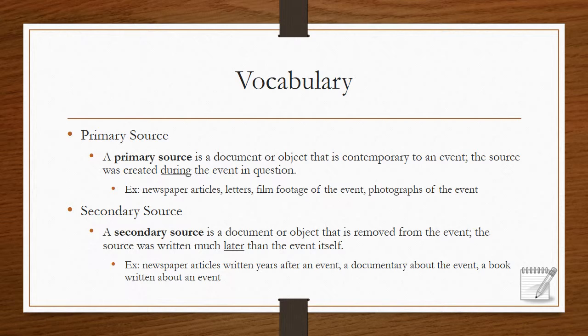Secondary source. A secondary source is a document or object that is removed from the event. The source was written much later than the event itself. For example, newspaper articles are written years after an event, a documentary about the event, a book written about an event.